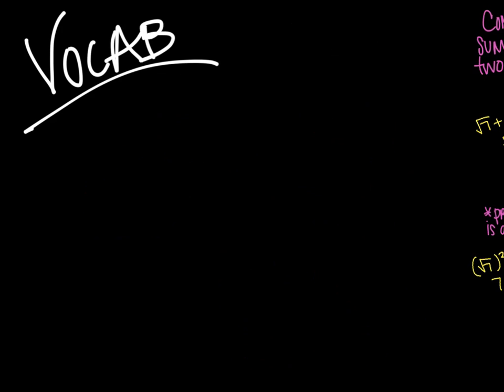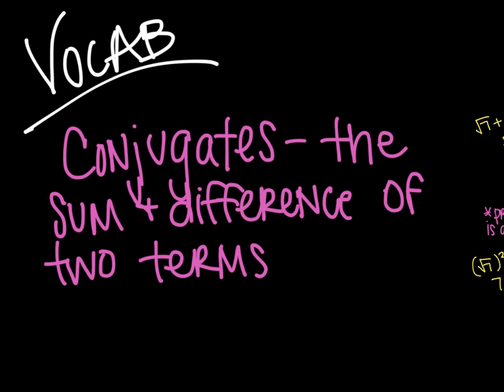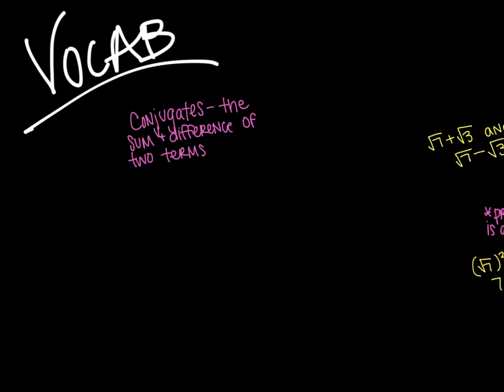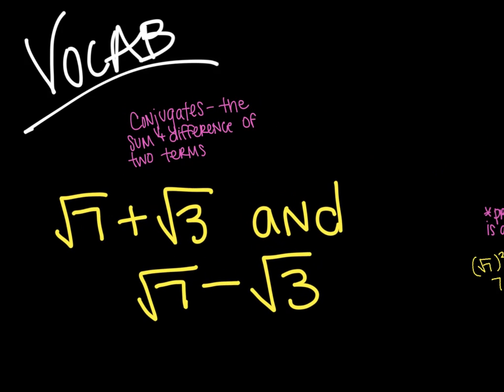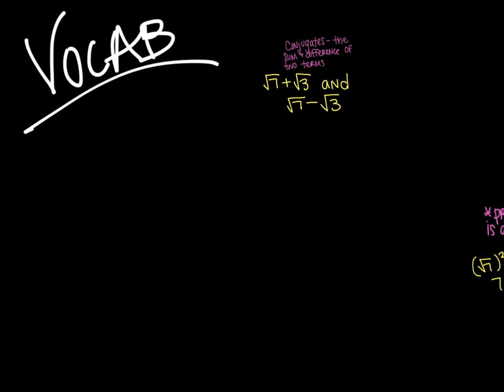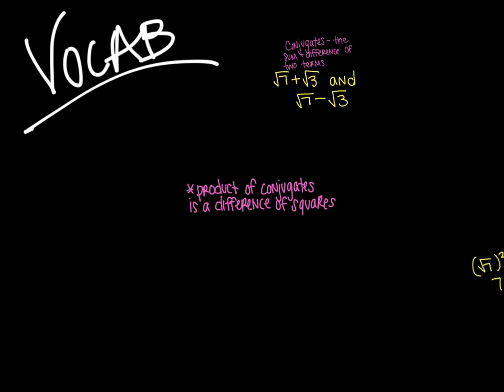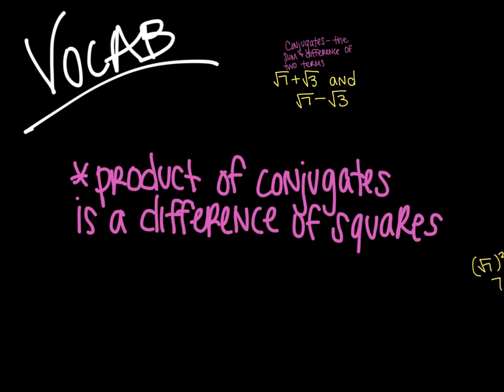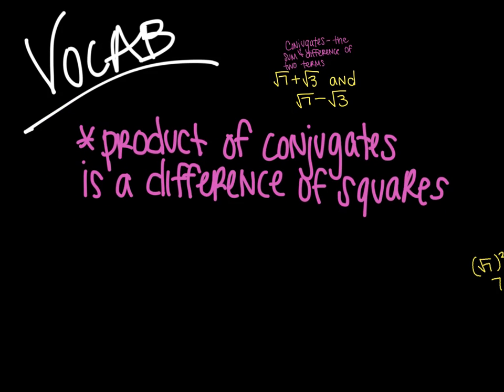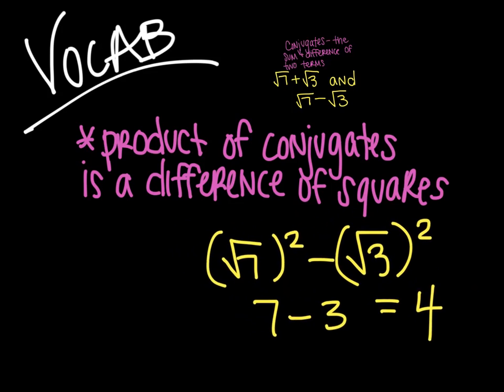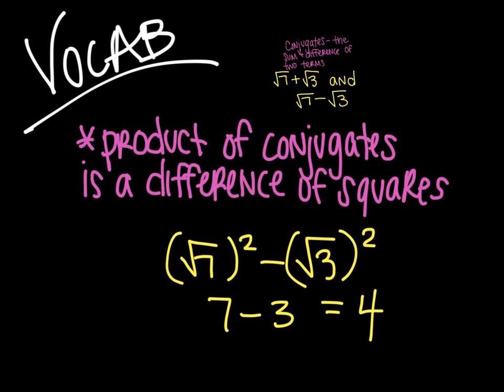A little bit more vocabulary before we do anything else. Conjugates is our vocabulary. It is the sum and difference of two of the same terms. For example, square root of 7 plus the square root of 3, and square root of 7 minus the square root of 3. So it's exactly the same thing, it's just one's adding, one's subtracting. And then when you multiply the conjugates together, you get a difference of squares, which is pretty cool. And you can do the box method or FOIL method, it doesn't really matter.